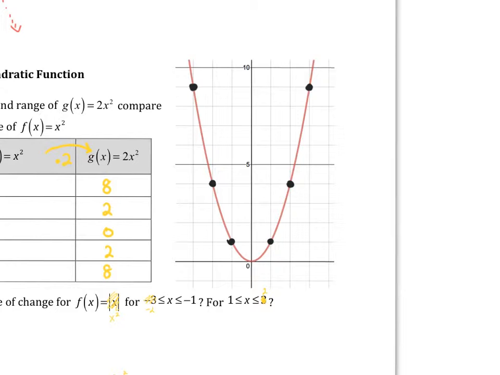What does the function g of x look like here? Well, we've got a 0, 0 here. At negative 1, we're at a positive 2, and at positive 1, we're at a positive 2. And the same thing here for the 2. At the 2, we're actually at 8. Negative 2, we're at 8, and positive 2, we're at 8.